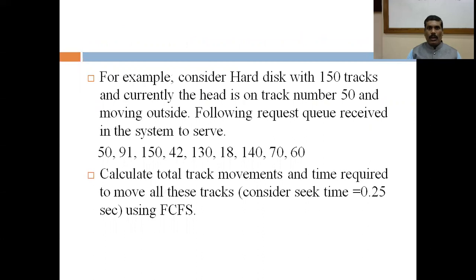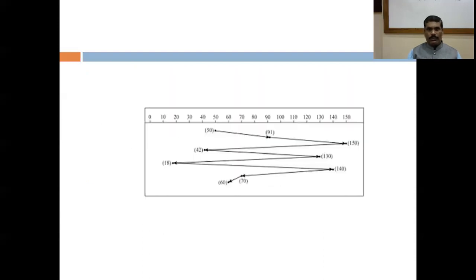For example, consider a hard disk with 150 tracks, and currently the head is on track number 50 and moving outside. The following request queue is received in the system to serve: 50, 91, 150, 42, 130, 18, 140, 70, and 60. Calculate the total track movements and the time required to move across all these tracks. Consider seek time equal to 0.25 seconds using FCFS.